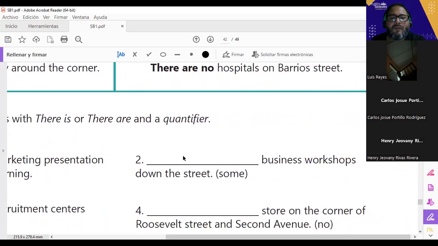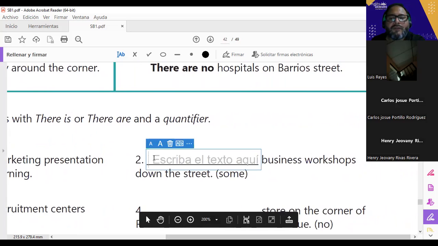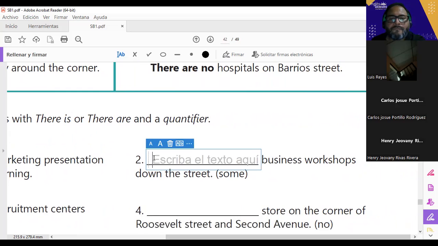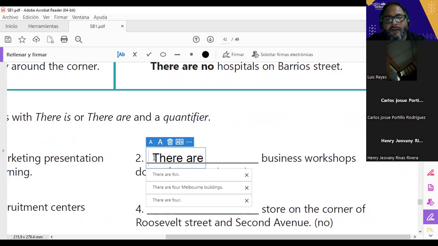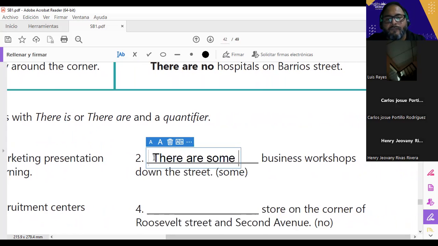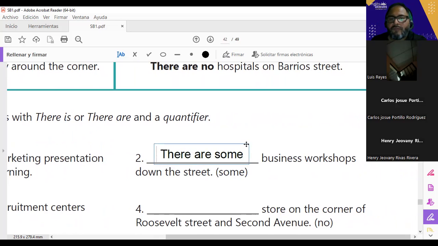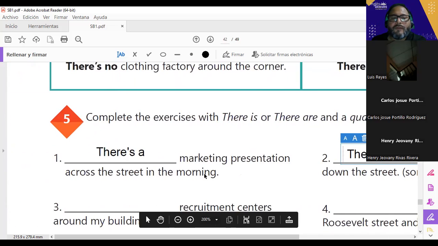What about the second one? Can somebody help me with the second one? There are what? Some. All right. There are some business workshops. Perfect. I really like that. It's an easy topic, right?